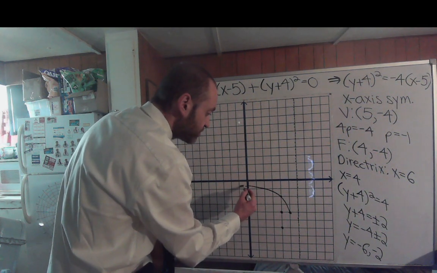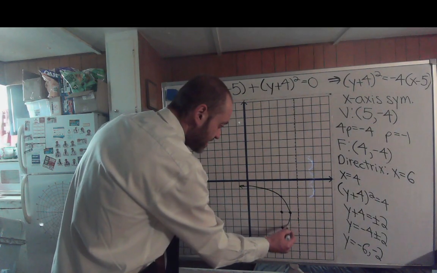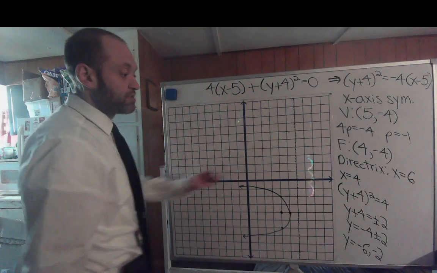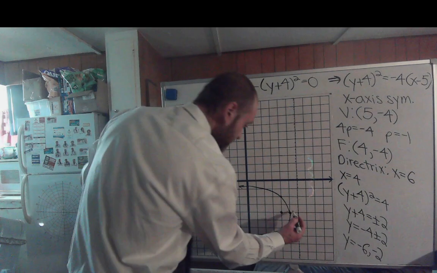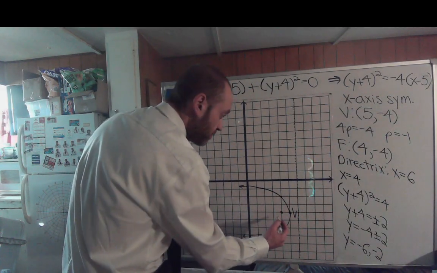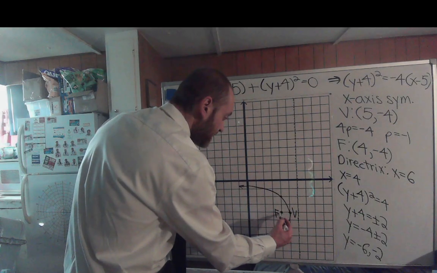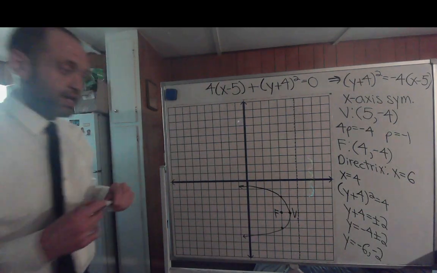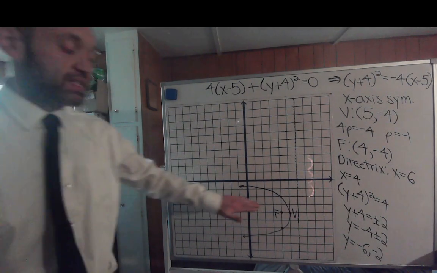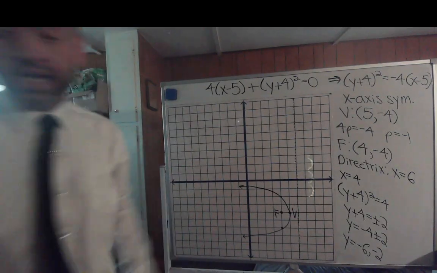That's just to help me graph this. And yes, eventually this would intersect the x-axis, but it would probably be a while. But there's my directrix through x equals 6. There's my vertex at positive 5, negative 4. My focus at positive 4, negative 4. So there's our parabola that opens to the left with the vertex not at the origin.